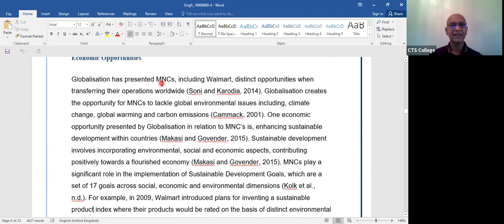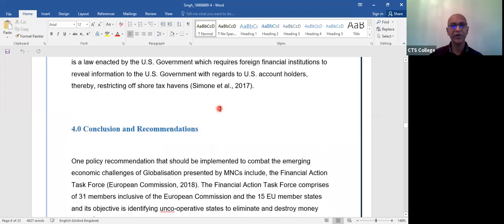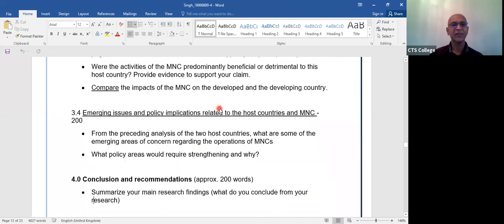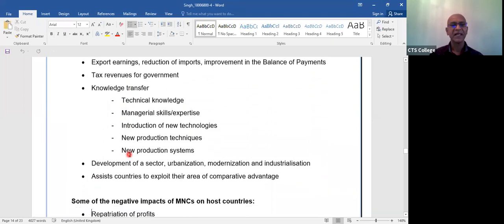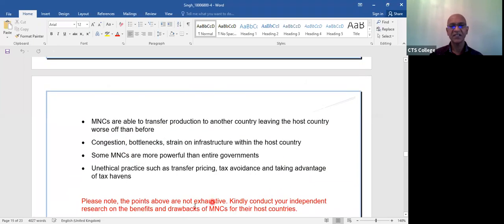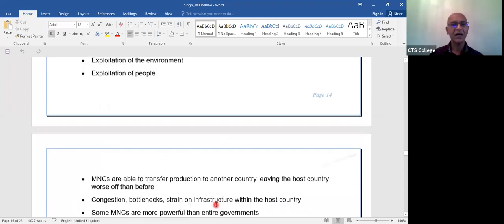Globalization has presented MNCs such as Walmart with distinct opportunities. Globalization creates the opportunity for MNCs to tackle global environmental issues, including climate change, global warming, and carbon emissions. Now, this could have been a good point for the positive impacts of MNCs. I have some points here, but remember, students, I said that this is not an exhaustive list. So there are other benefits.